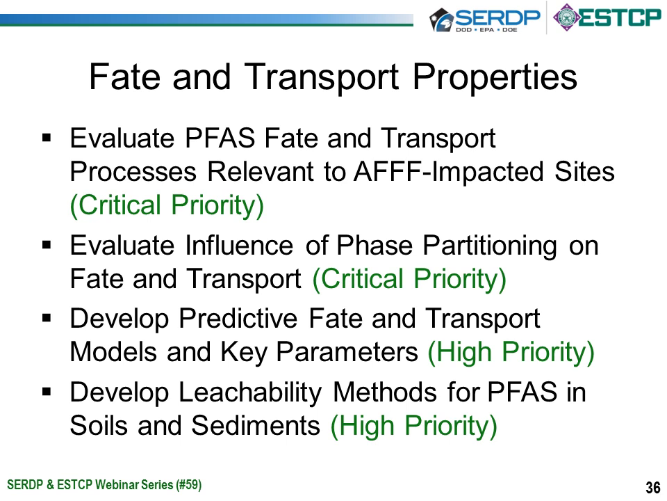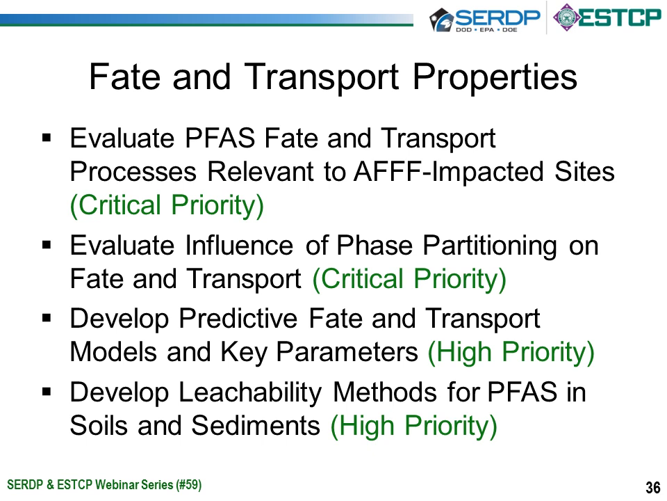A need that got assigned a critical priority is something we felt really needed to be done immediately within the next 1 to 3 years, whereas high was something that perhaps could not be addressed until these critical priority needs were done. Often it was something that they needed to follow on to some of the critical priority needs. So under fate and transport, you can see we identified 2 critical priority needs. One was to further evaluate PFAS fate and transport processes, as well as the second one is to evaluate the influence of phase partitioning on fate and transport.